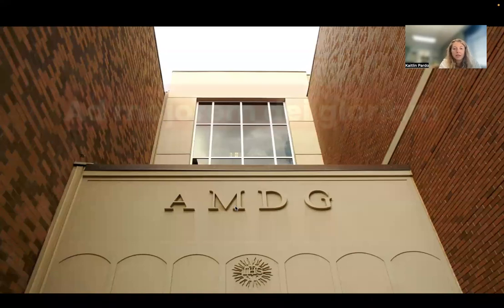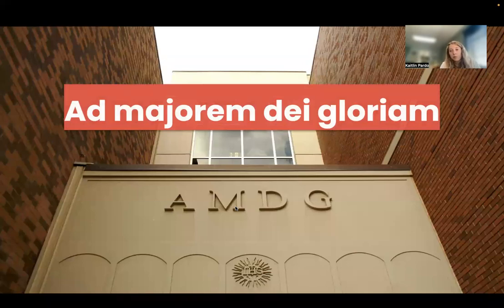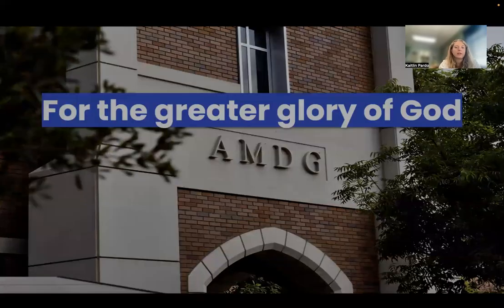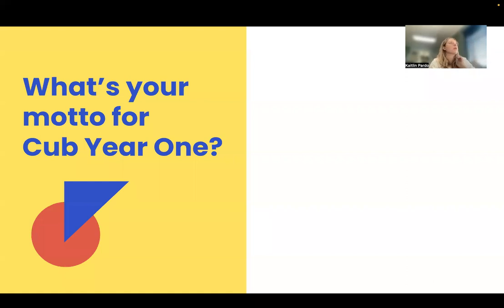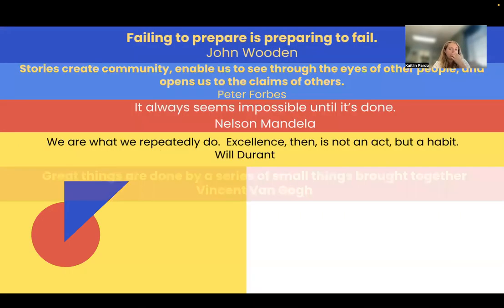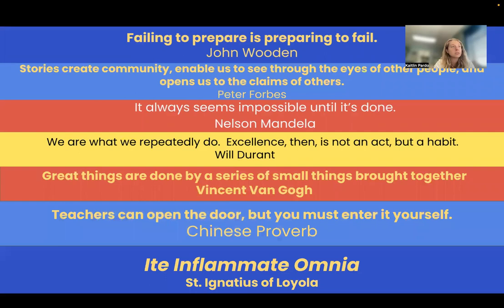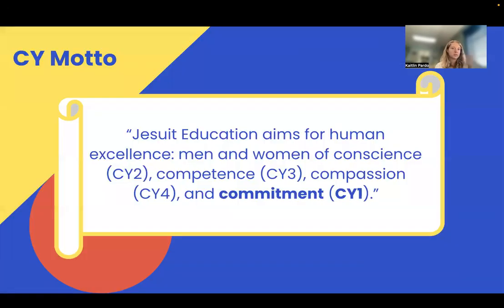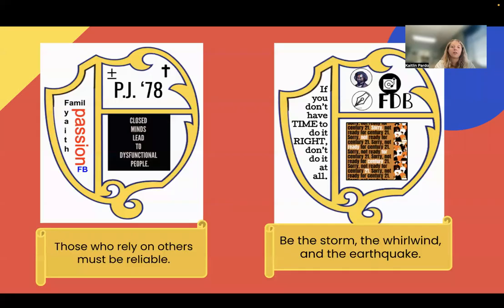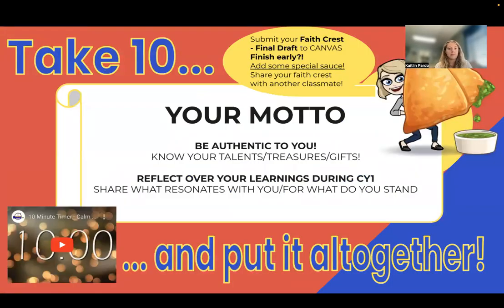It's right here. It's AMDG. It means Ad Majorem Dei Gloriam, which in English is for the greater glory of God. So we want you to think about what could possibly be your CY1 motto. There's a bunch of quotes in your CY planner that you could choose from to help build, but ultimately, we really want you to come up with your own. This is what CY Kabir's motto is, and you can see CY1 is about commitment. This is my motto, or technically it's Doug Brown's motto. And then this is what it looks like when it's fully created, your crest and the motto and the scroll below. Give them 10 minutes to finish all of that up and put it together.